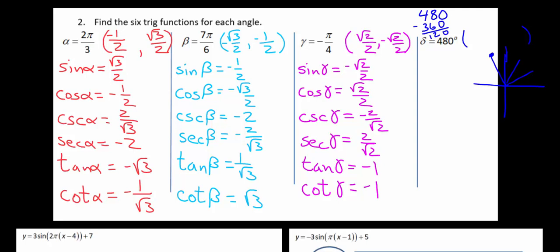And remember, down here, this would correspond to the 30-degree angle. This is corresponding to the 60 over here. So the ordered pair would be, what would it be? Negative 1/2, square root of 3 over 2. Is that it? Okay.